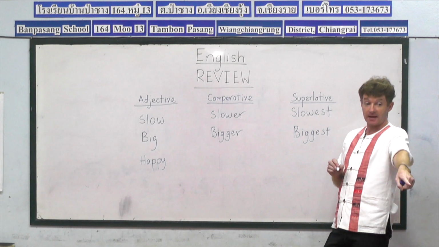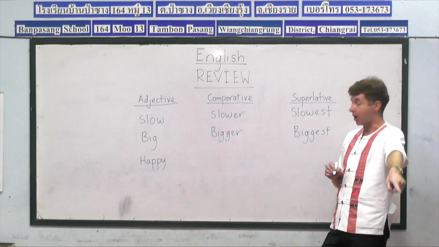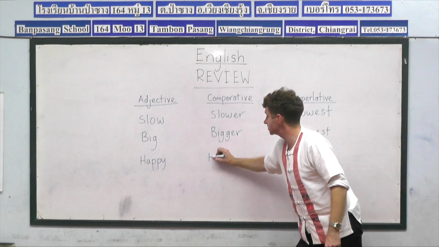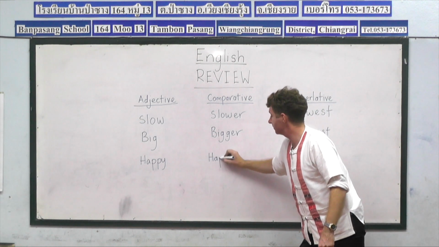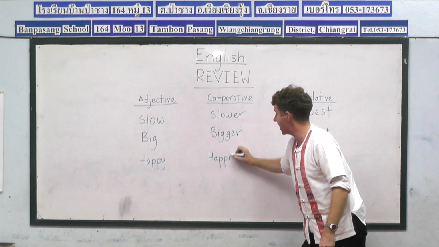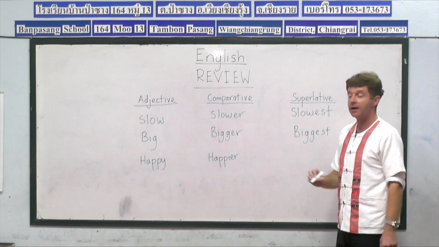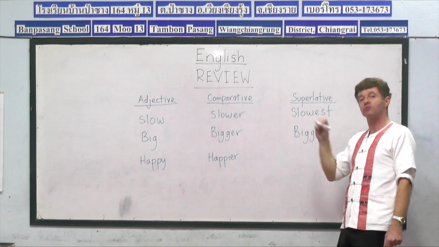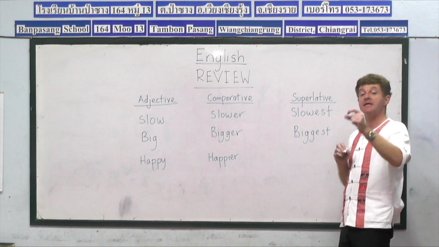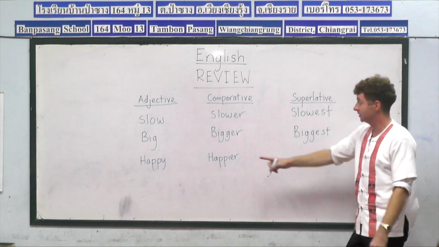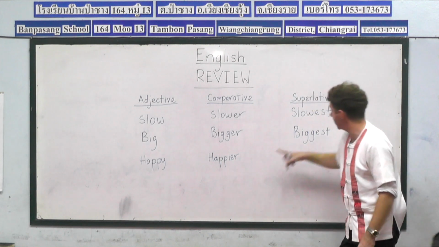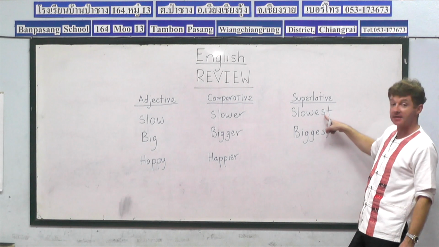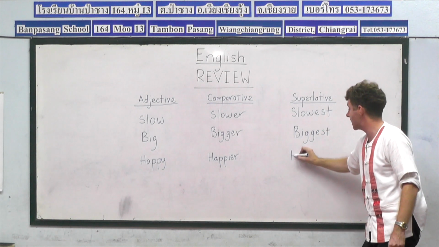Delete Y. I, E, R. H, A, P, P, I, E, R. Happy, happier, and now superlative. Happiest. We still keep the I, and then E, S, T. So how do we spell, guys?